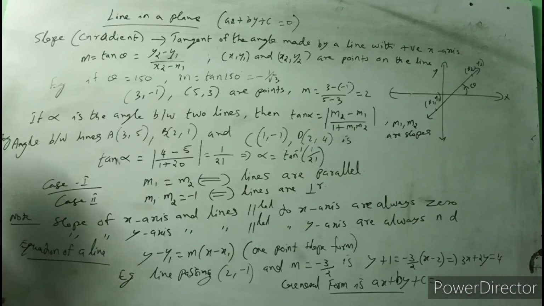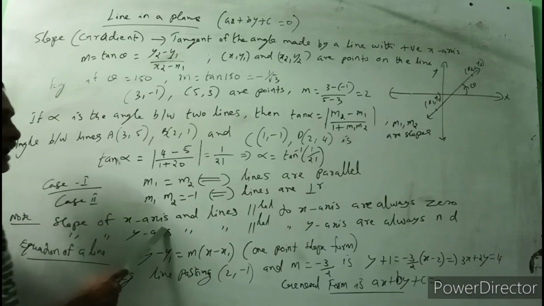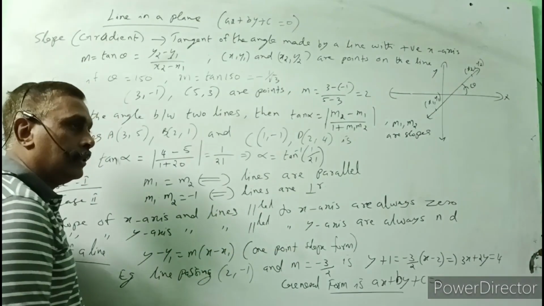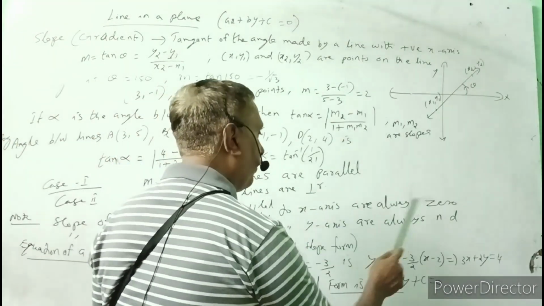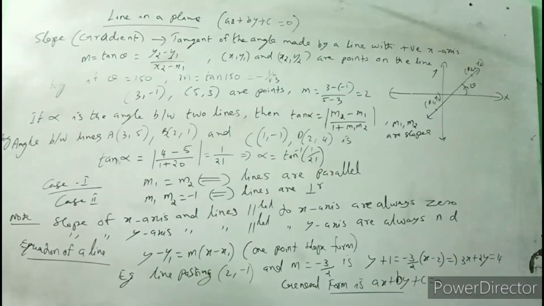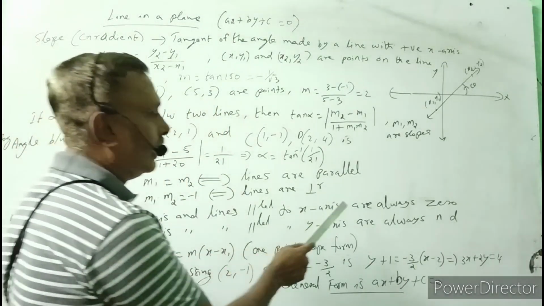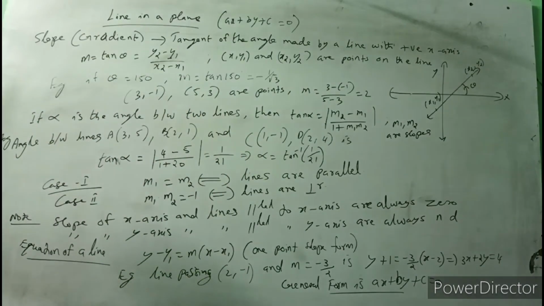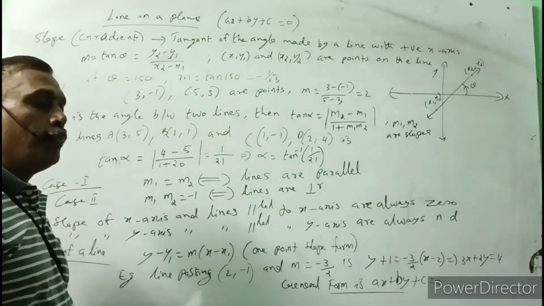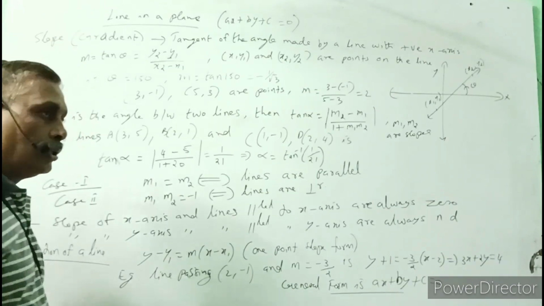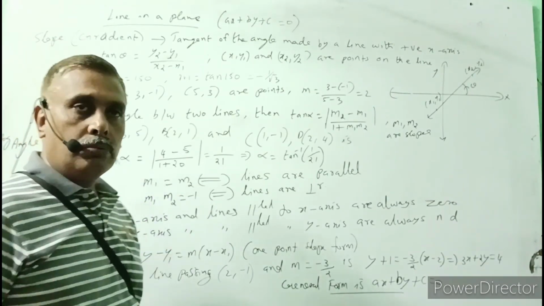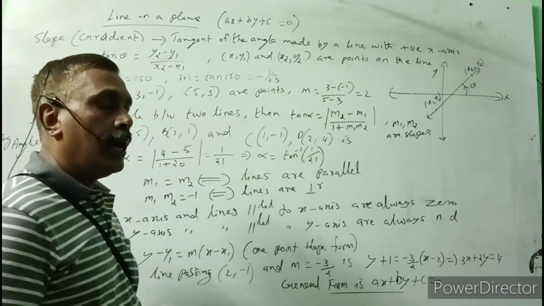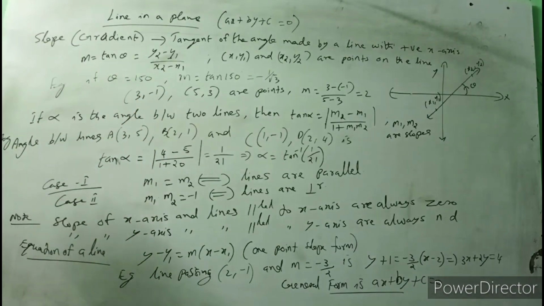Now two important notes are here. One is the slope of the x-axis. Any line parallel to the x-axis always has slope 0. The slope of the x-axis and of any line parallel to the x-axis is always 0, because alpha becomes 0. If we take the x-axis and a line parallel to it, alpha becomes 0, so the angle between them is 0.